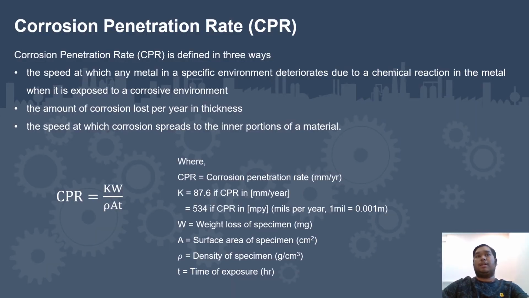We can calculate the speed at which the corrosion spreads, the amount of corrosion loss per year in thickness, and the speed at which any metal in a specific environment deteriorates due to chemical reaction, by using the corrosion penetration rate formula, which is CPR = KW / (rho A T).